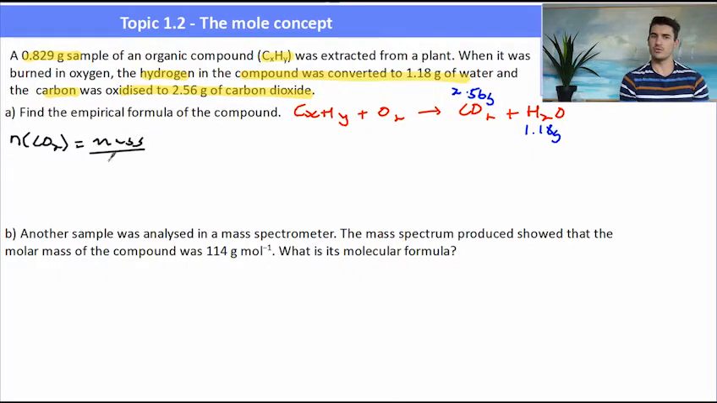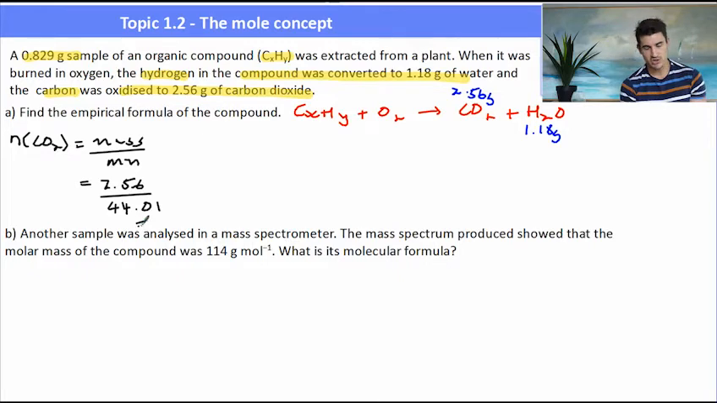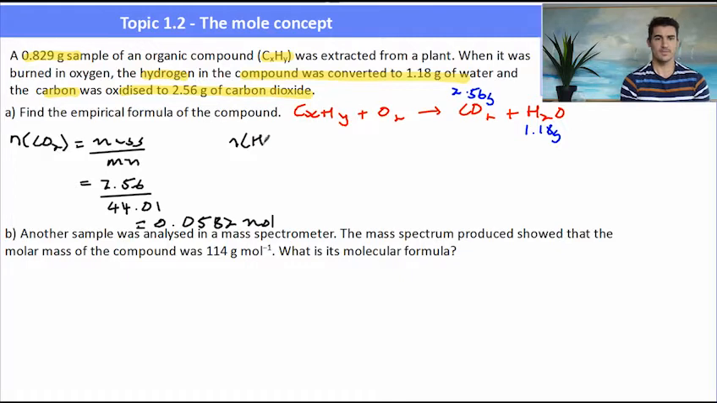So what we need to do is work out the number of moles of carbon dioxide and the number of moles of water. Then once we've worked those out, we need to work out the number of moles of carbon and the number of moles of hydrogen, and then work out an empirical formula. So by doing mass over molar mass, I can work out the number of moles of carbon dioxide, 0.0582, and then using the same formula, I can work out the number of moles of water.